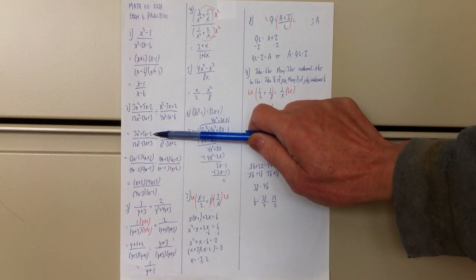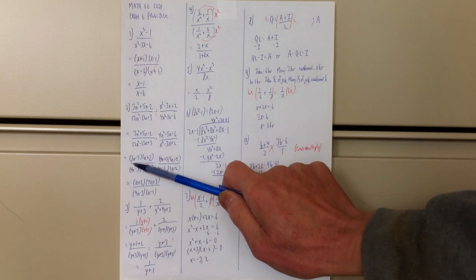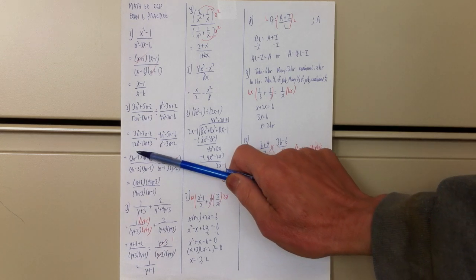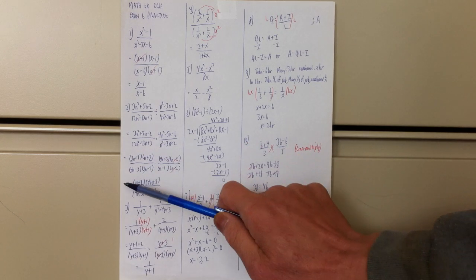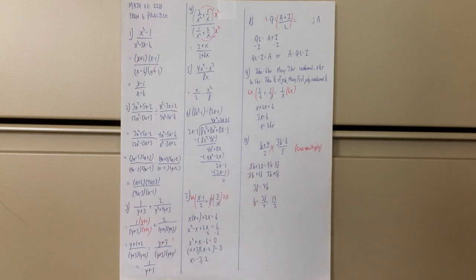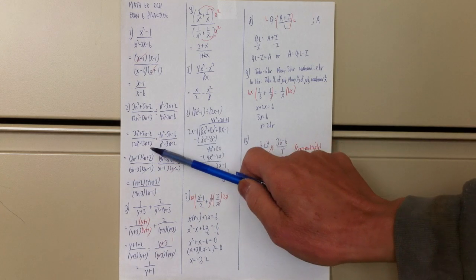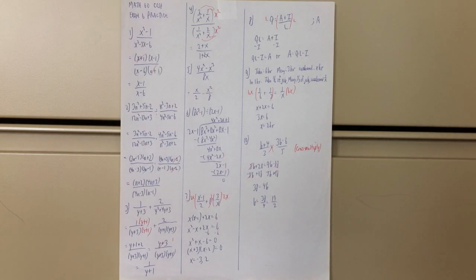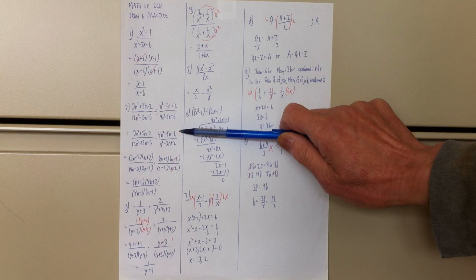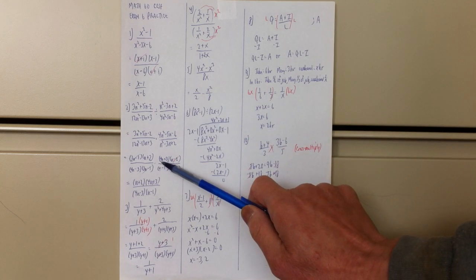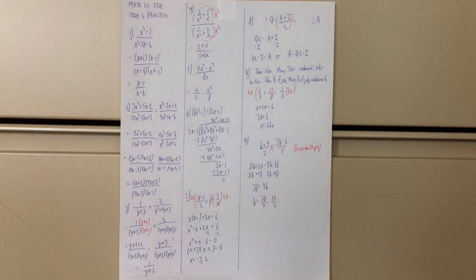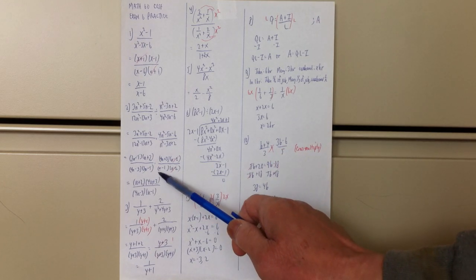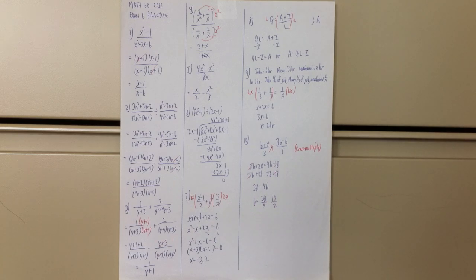So 3n squared plus 5n minus 2 factors into 3n minus 1, n plus 2. 12n squared minus 13n plus 3 factors into 4n minus 3, 3n minus 1. You notice that a plus here and a minus here means the two signs are both negative. 4n squared minus 5n minus 6 factors into 4n plus 3, n minus 2. N squared minus 3n plus 2 is n minus 1, n minus 2.